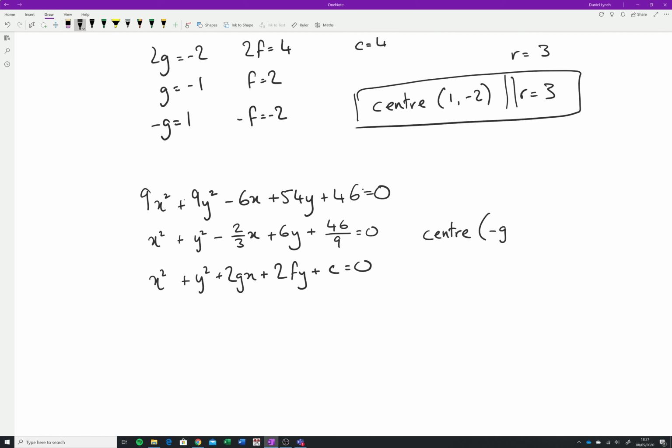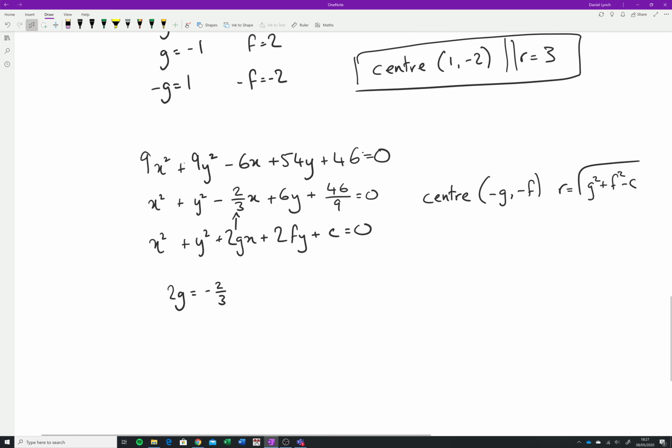Remember, the center is minus g, minus f. The radius is the square root of g squared plus f squared minus c. Here it goes. What do we have? We have 2g is equal to minus 2/3. Now it's up to you which way you want to go about this. Personally, I'm just dividing it by 2, getting half of it. So if it was 2/3, it'll just be 1/3. It was minus 2/3, so it's minus 1/3, and minus g, the thing I'm after, is 1/3.